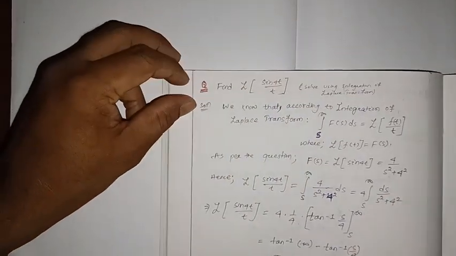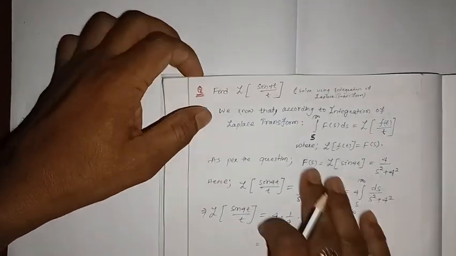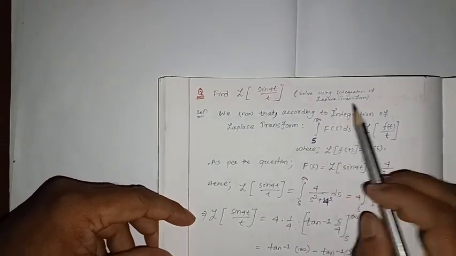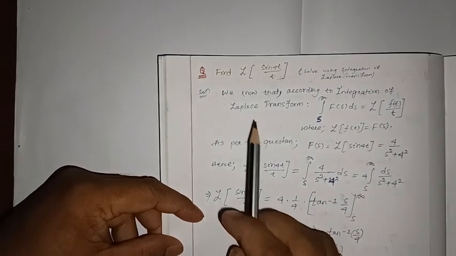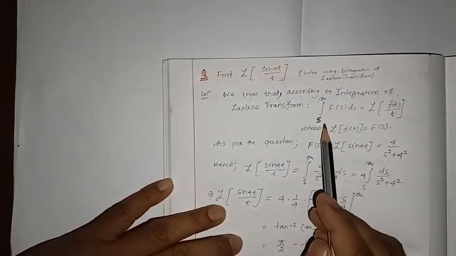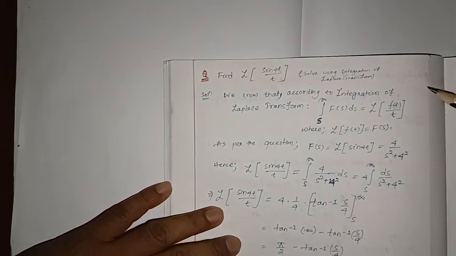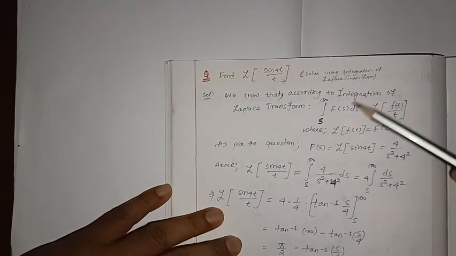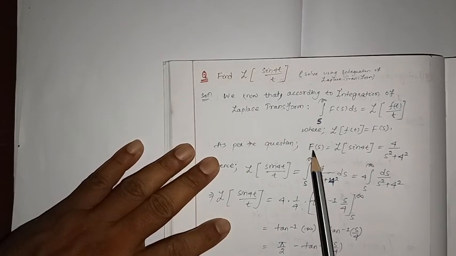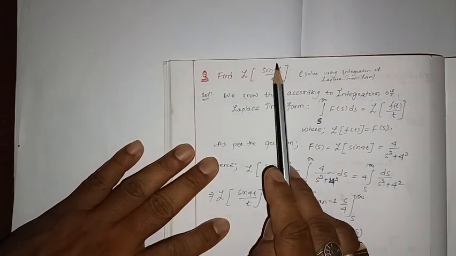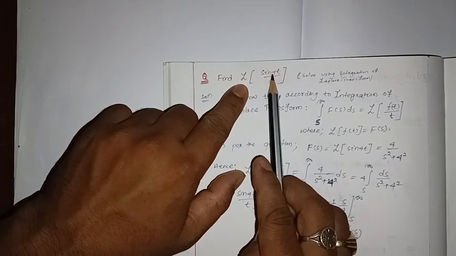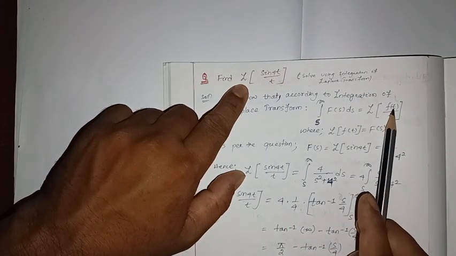Now we are going to go for the numericals based upon this integration of Laplace transform. Find the Laplace transform of sine 4t by t. Solve using integration of Laplace transform. We know that according to integration of Laplace transform, the integral from s to infinity of F of s ds is nothing but the Laplace transform of f of t by t, where the Laplace transform of f of t is this F of s. Here f of t is sine 4t.